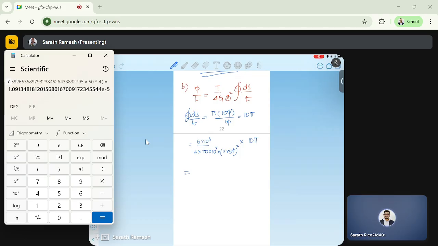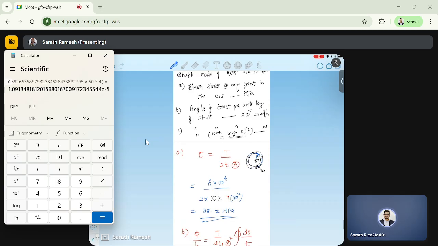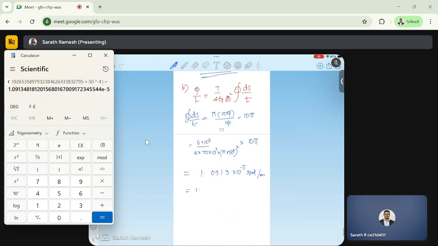All these were in mm. So we get 1.0913 into 10 power minus 5 radian per mm, but we want it in terms of radian per meter. That is 0.010912, into 10 to the power 3, so about 10.9 into 10 power minus 3 radian per meter.